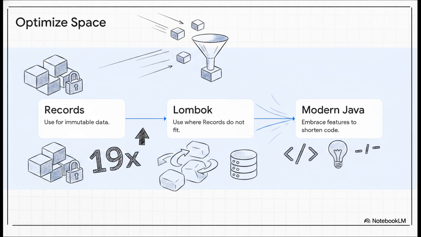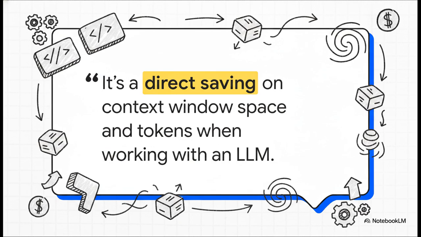Step 2. Use Lombok where records simply don't fit, like with mutable objects or JPA entities. Step 3. Fully embrace modern features like var, text blocks, and switch expressions to really shorten the rest of your code. I want to leave you with this really powerful quote from the source material. Less boilerplate isn't just easier on the developer's eyes. It's a direct saving on context window space and tokens when working with an LLM. That really hits the nail on the head.